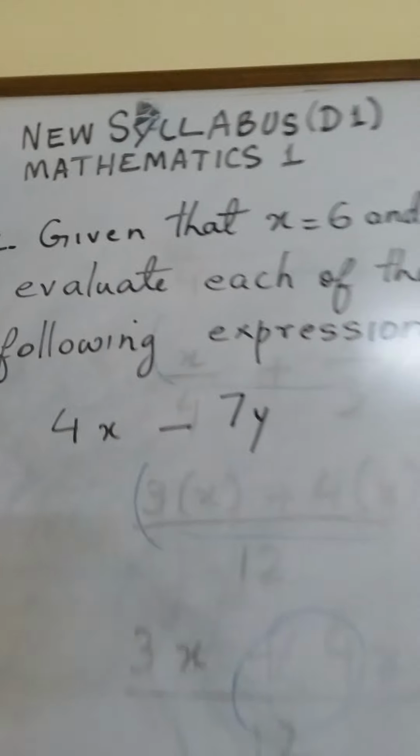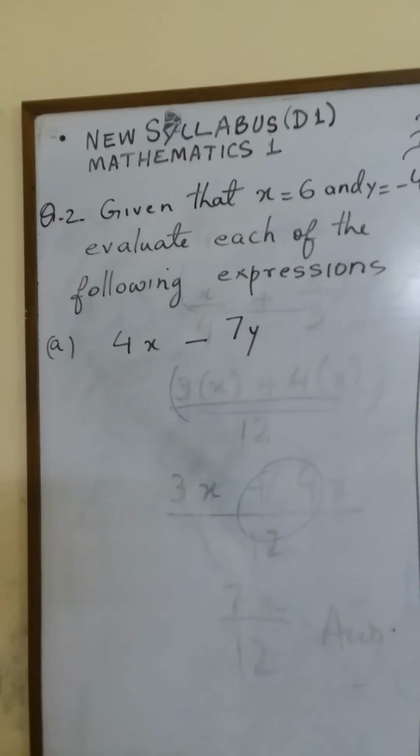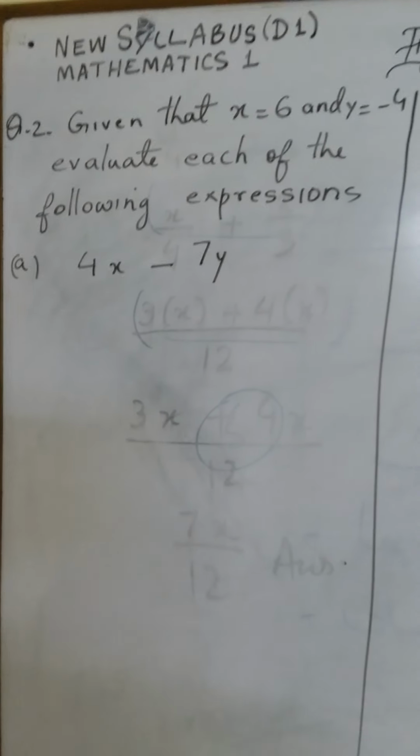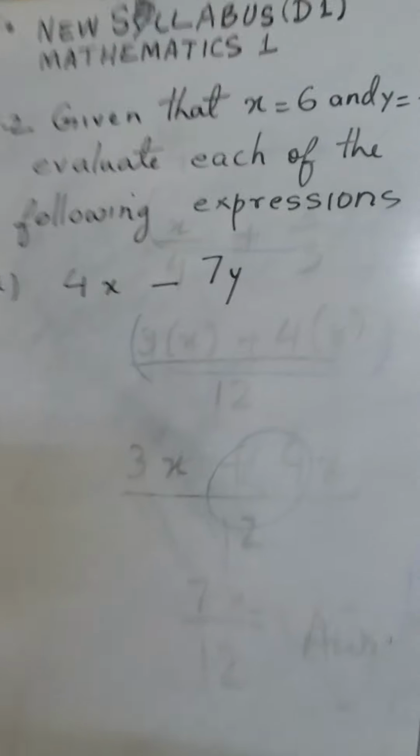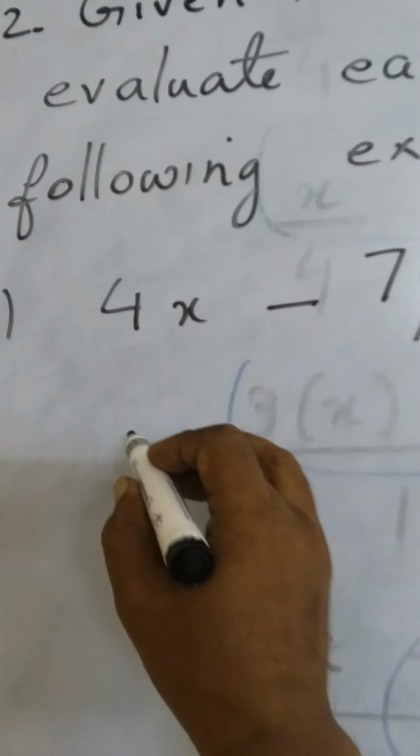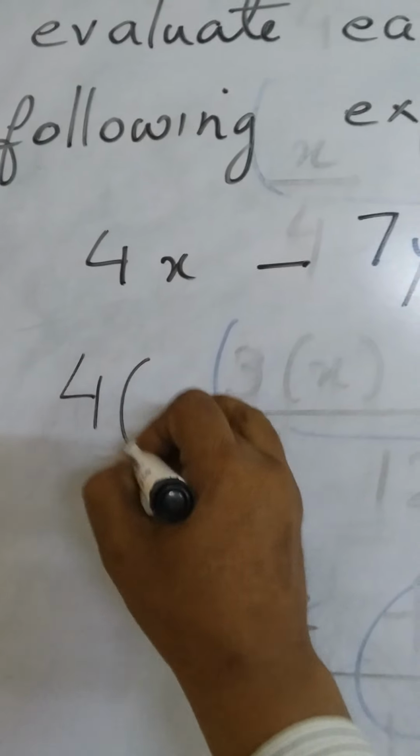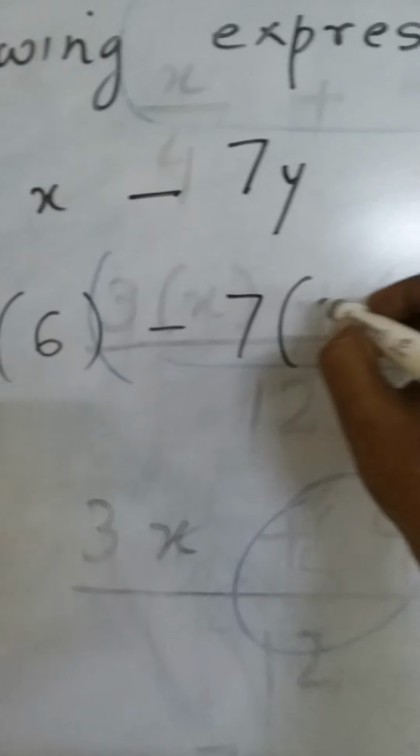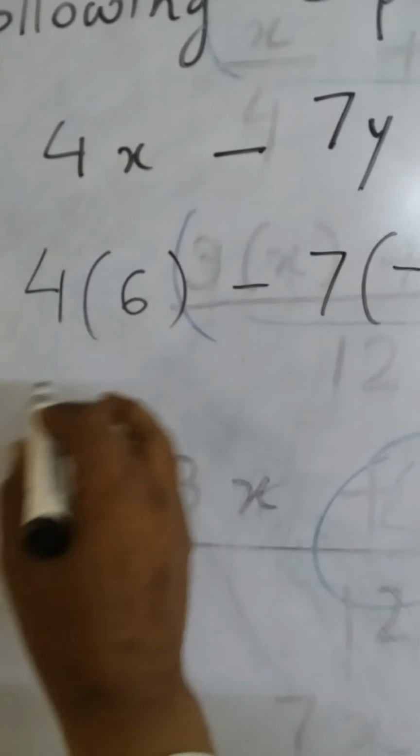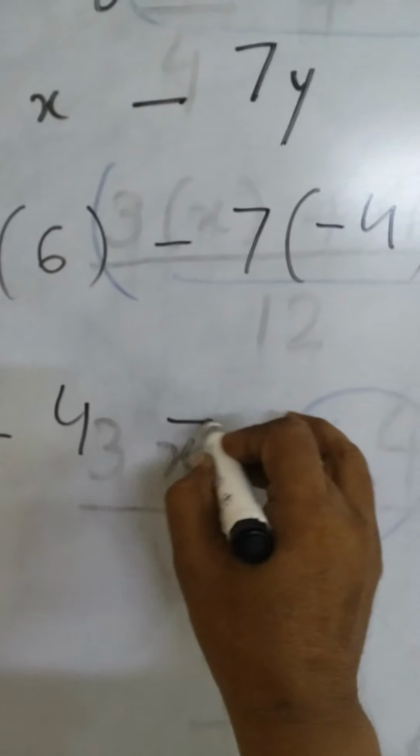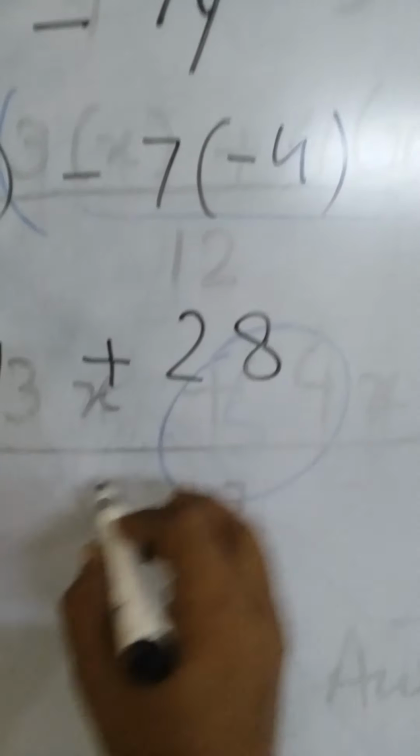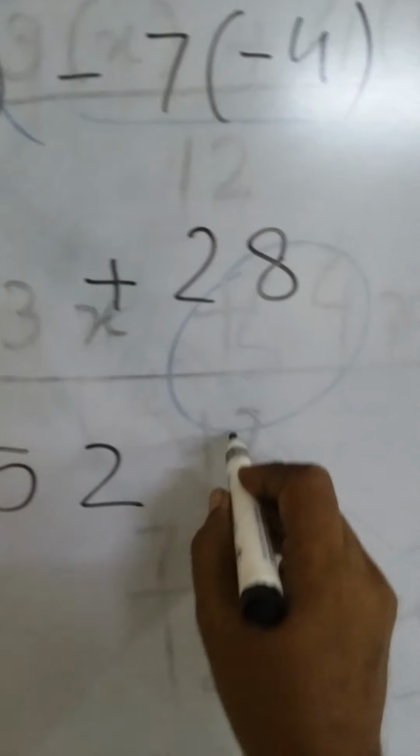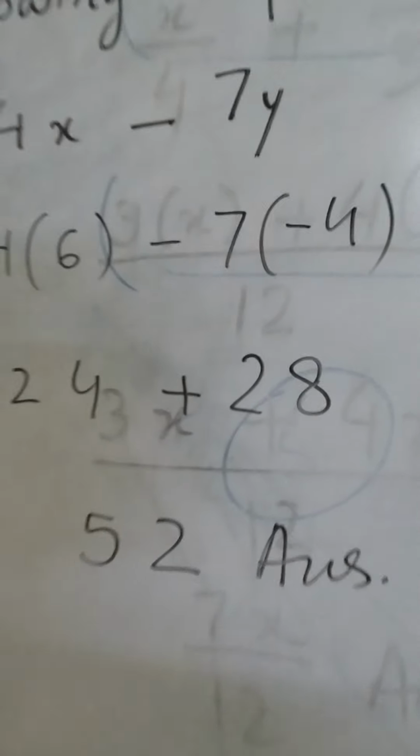See, given that x is 6 and y is minus 4, and we have to evaluate the expression, okay? So this is the algebraic expression given and we have to evaluate it. So at the place of x we will write its value. At the place of y we will write its value. Then we will get 24 over here and plus 28 over here. So 12 and 52. This 52 is going to be your answer.